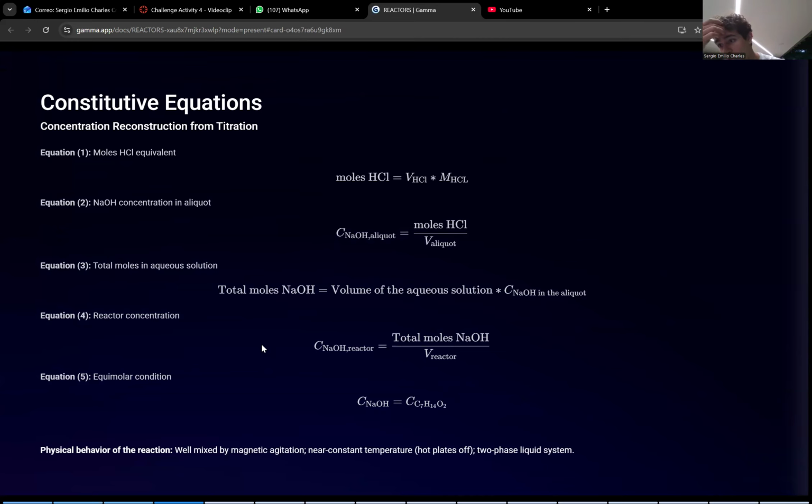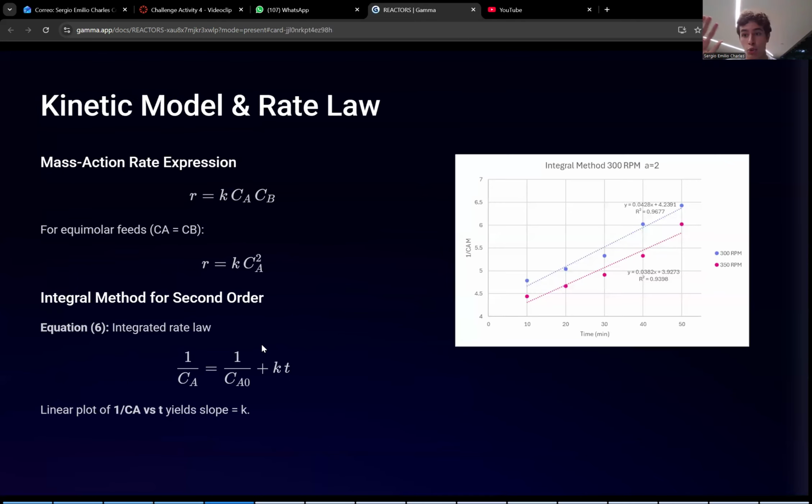So basically, these determine the chemical behavior and physical behavior of the system. With these equations, we could determine the concentrations, equivalences, and how much NaOH was used for the system. Again, mentioning the two phases that we had in the reaction. The kinetic model and rate law that was established is the following: r equals k times Ca times Cb. For equimolar feed, Ca equals Cb, so r equals k times Ca squared.